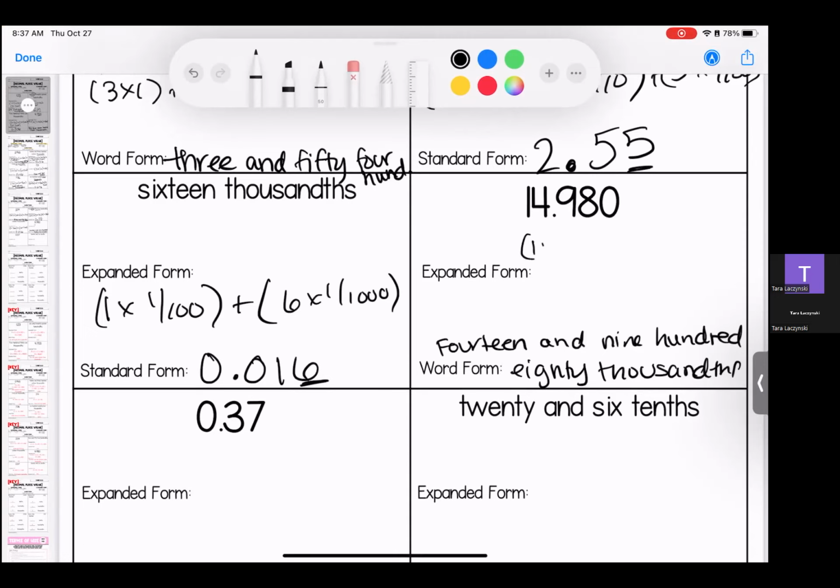Expand it. We have a 1 in the tens place. We have a 4 in the ones place. We have a 9 in the tenths place. We have an 8 in the hundredths place. And we don't have anything in the thousands place, so we can leave that. So 1 times 10, 4 times 1, 9 times 1/10, 8 times 1/100th.